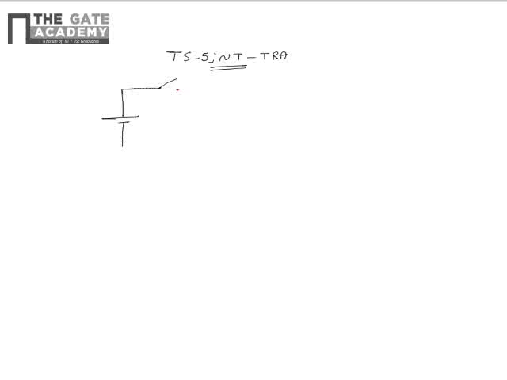The circuit contains a 1 volt voltage source and a switch S which is closed at t equal to 0. The voltage source is connected to the network shown through the switch. The network contains a 1 ohm resistor which is in turn in parallel with a series combination of 1 ohm resistor and 1 farad capacitor.